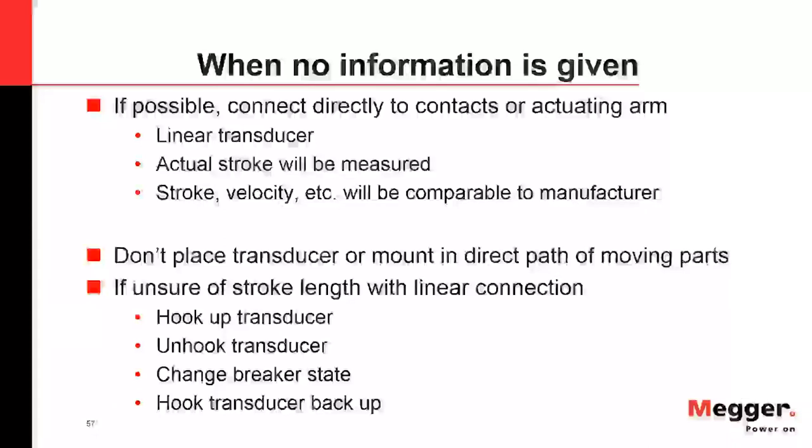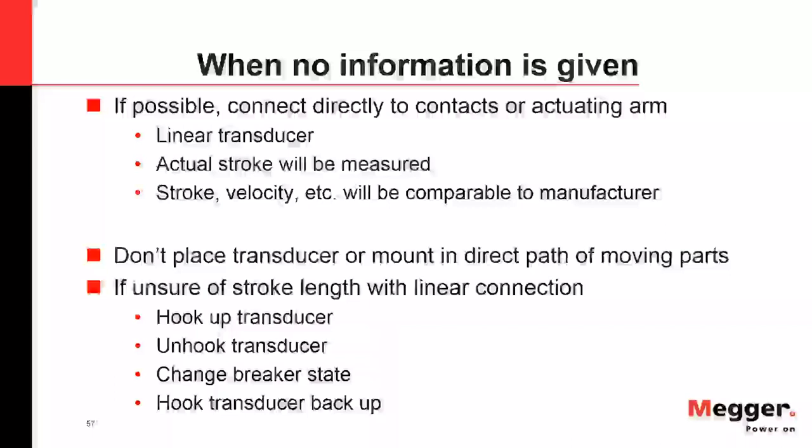So if possible, connect directly to the contact or actuating arm using a linear transducer. This way, an actual stroke will be measured, and stroke velocity and all that will be comparable to the manufacturer's. From there, I do want to mention one thing: don't place the transducer mount in the direct path of a moving part. Be aware of where you're hooking this up.